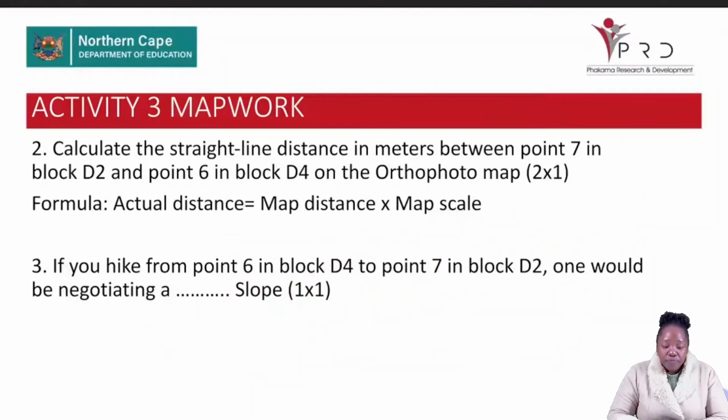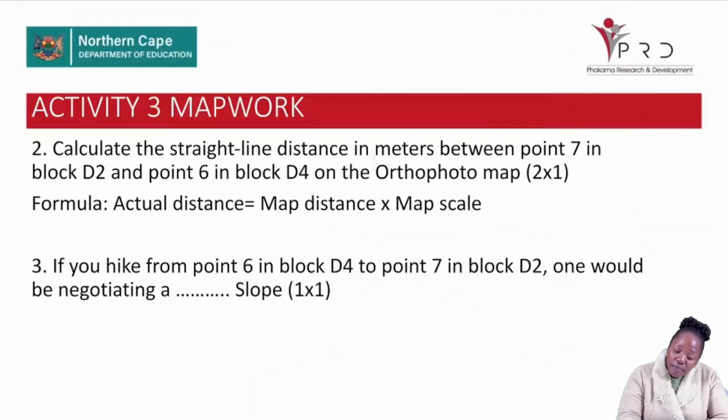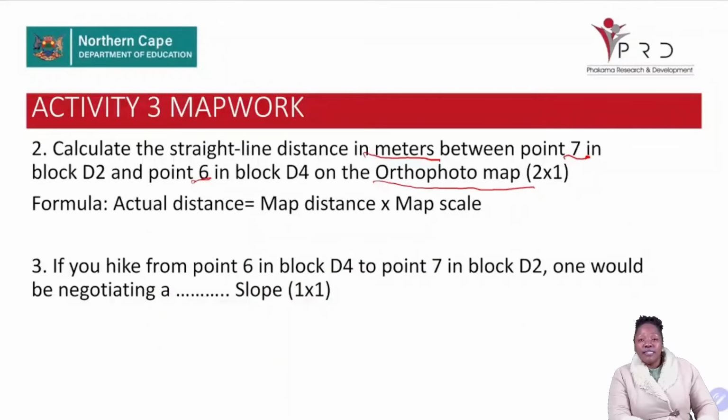Then moving right along, you are still on the map work. So, second question: you need to calculate the straight line distance in meters. So now it's meters, between point 7 in block D2 and point 6 in block D4 on the orthophoto map. In grade 8, we learned about the two sets of maps so that you can know which one is the orthophoto and which one is a topographic, and how you identify the two. So we are given 2 blocks, which are D2 and D4.